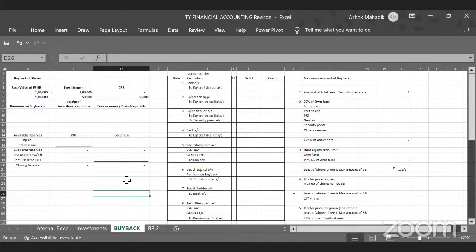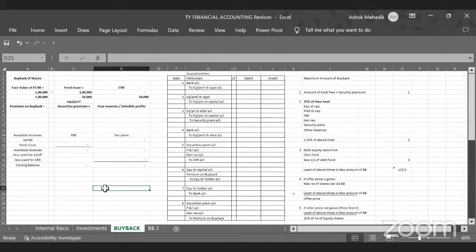And when you will receive money, it will be bank account debit to final debit. Okay. Same way, you may make a fresh issue. Whenever a fresh issue is made, the entry will be bank account debit to equity share capital or preference share capital, whichever security you are issuing.